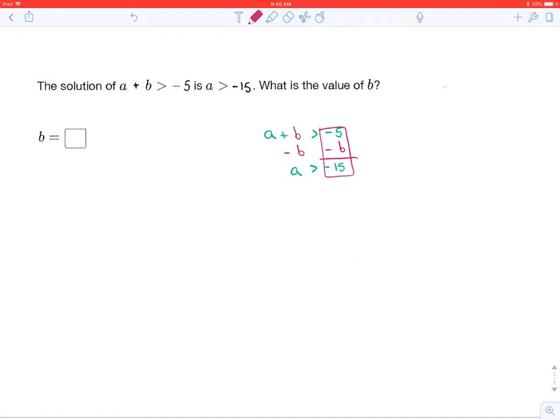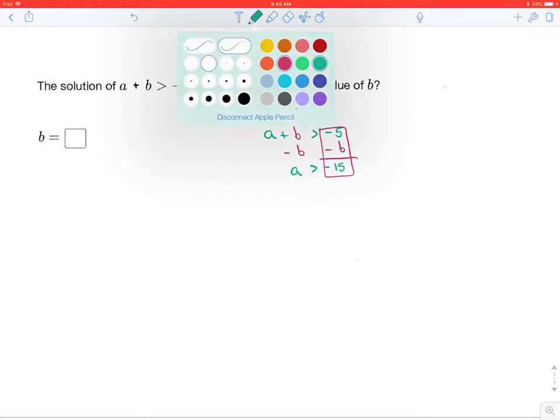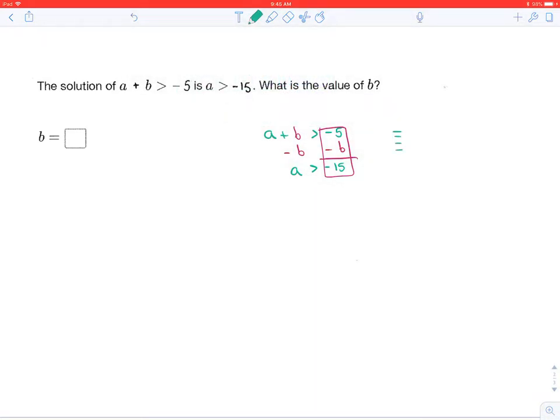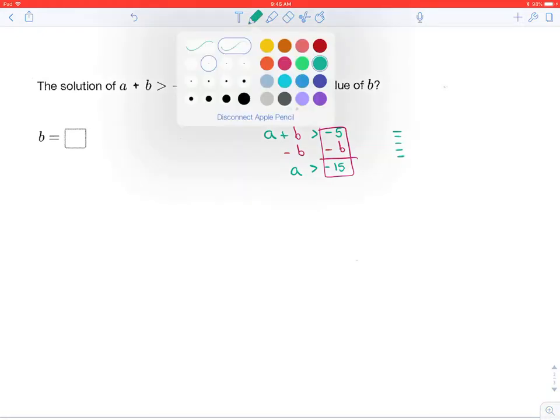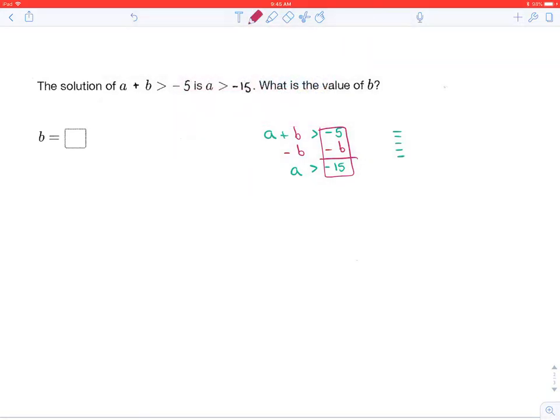Well, if we already have 5 negatives to begin with, I'm going to do those in green. If we have 5 negatives to begin with, and then we are going to subtract another number, we can also think about that as a negative, then what number does that have to be? Well, to get to -15, we would want to add 1, 2, 3, 4, 5. That makes 10. We would want to add 10 negatives.